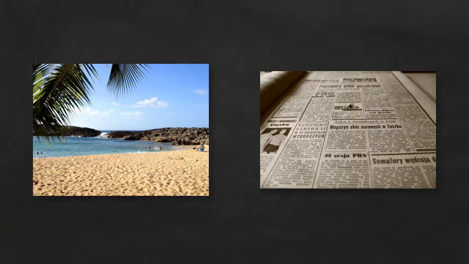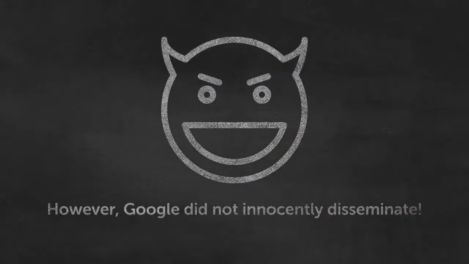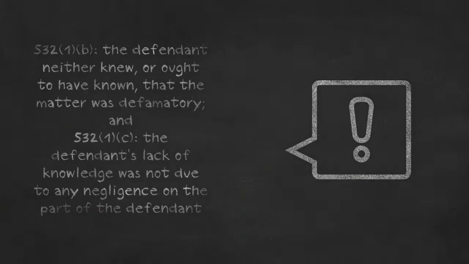In his reasoning, Justice Beach compared Google Incorporated to newsagents that may sell a newspaper containing a defamatory article. In the case of newsagents, they are often able to use the innocent dissemination defence to avoid liability for defamation. However, Google could not rely on this defence. The fact that they had been notified of the defamatory search results showed that either they had known or ought to have known that they were defamatory. Alternatively, Google's lack of knowledge was likely due to their negligence.